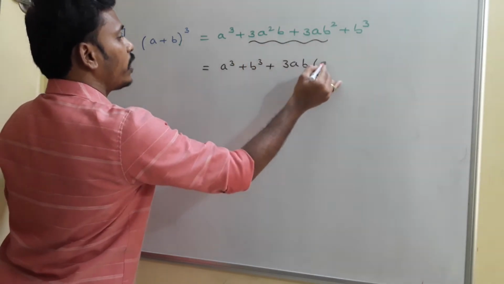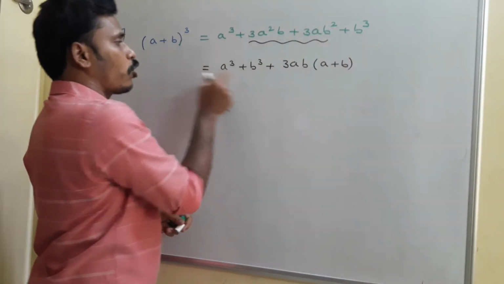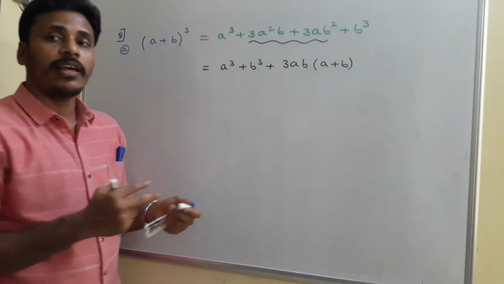From these two terms, there is a chance to take 3ab common, and that's why the first one and last one, a³ + b³, we have a chance to regroup, to rearrange. So that's why I am rearranging it like that.